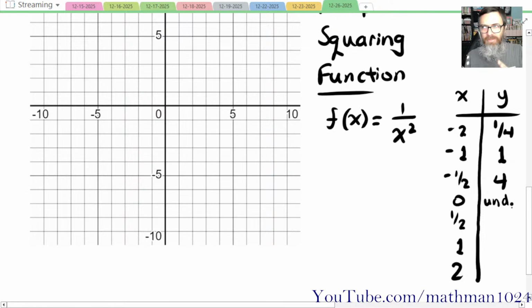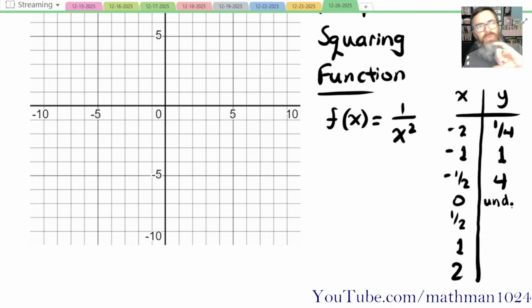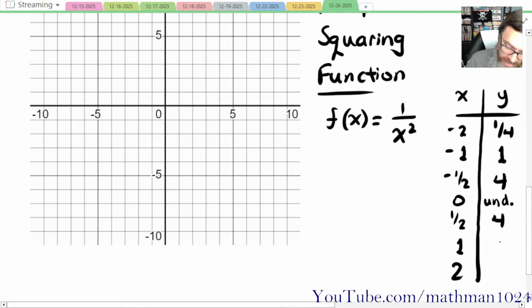So whether you well, here's the thing. If you squared 0 first, you get 0. Great. But you do 1 over 0, it's undefined. And if you do 1 over 0 first, well, that's undefined. And what is undefined squared? Well, it's nonsensical, right? Now, if I go to 1/2, you're going to see that we end up with a positive 4, and then we have 1, and then we have 1/4.